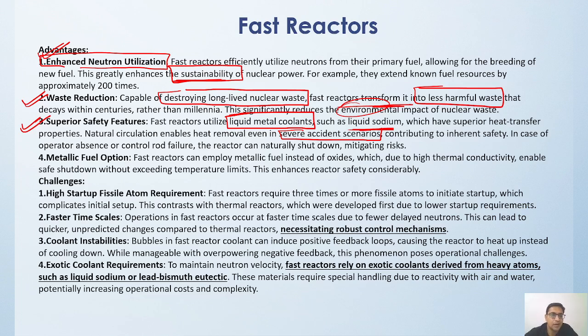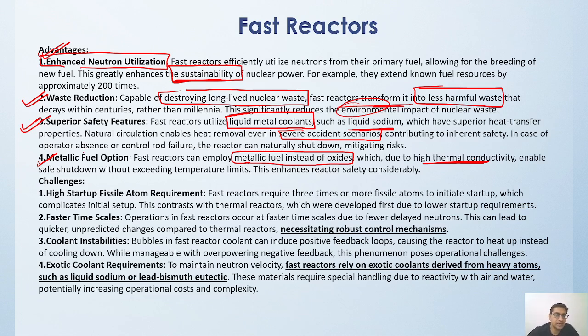Then metallic fuel options are there. A fast reactor can employ metallic fuel instead of oxides, because it has a much higher thermal conductivity. And it will also allow a safe shutdown without exceeding the temperature limit, right?